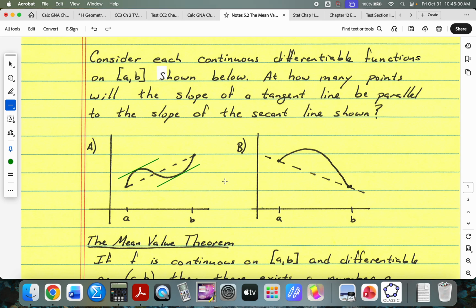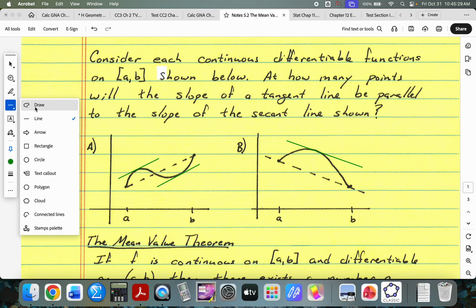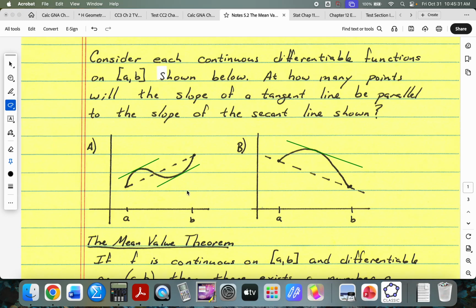So in this case, there were two of them, right? What about over here? It's just going to be one. And it's going to be somewhere right about there. That's pretty close. So here there's two, here there's only one.